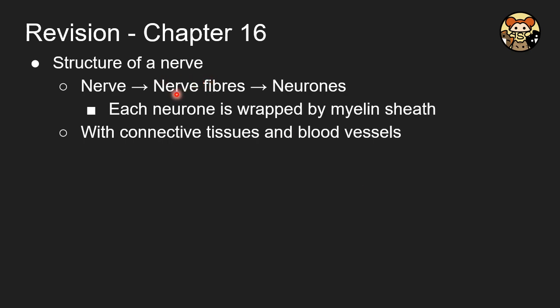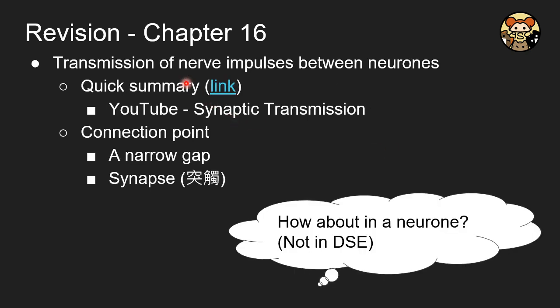And a nerve is composed of a lot of neurons grouped together, which serve as nerve fibers and finally form nerves. It also contains connective tissues and blood vessels, which supply oxygen and nutrients to the nerves. How the nerve impulse is transmitted between neurons will be discussed in greater detail in the synaptic transmission video on YouTube. The connecting point is called the synapse. However, how an electrical impulse is transmitted within a neuron is no longer in the DSE curriculum.